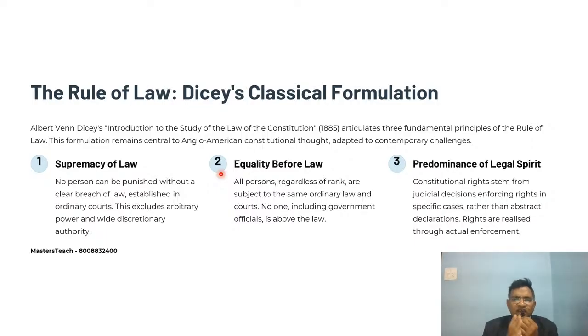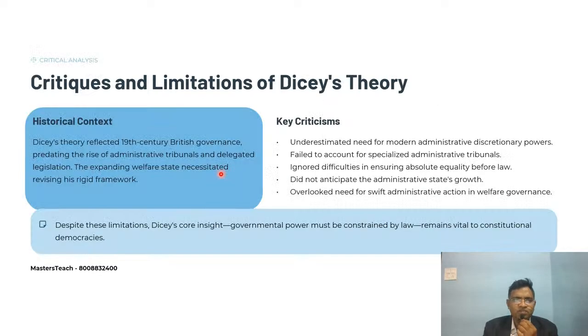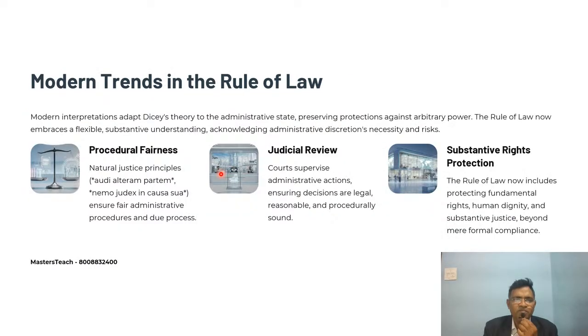He has given three divisions: supremacy of law, equality before the law, and predominance of the legal spirit. Then we discussed some criticism which is not relevant nowadays, as Dicey's theory was made in the 19th century context, when the British government was the governance. Then we discussed modern trends in the rule of law.